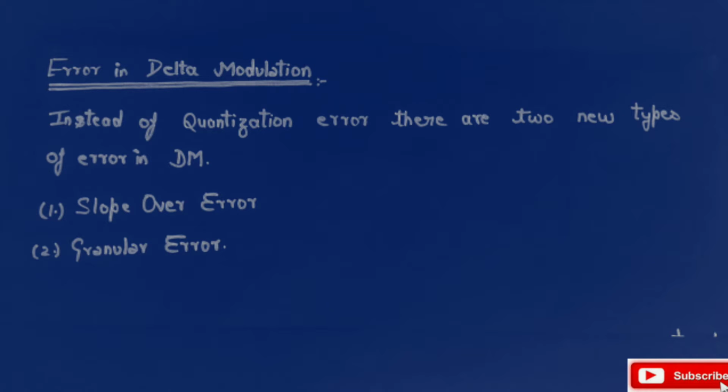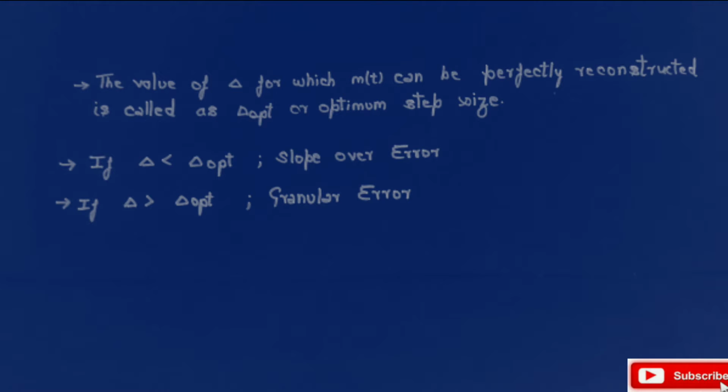How these two errors occur in the delta modulation depends on the value of the del. The value of del for which the message signal m(t) can be perfectly reconstructed is called the d-opt, or the optimum step size. If del value is less than optimum del, then the slope overload error will occur in the delta modulation. And if del value is greater than the optimum step size, then the granular error will occur in the delta modulation.